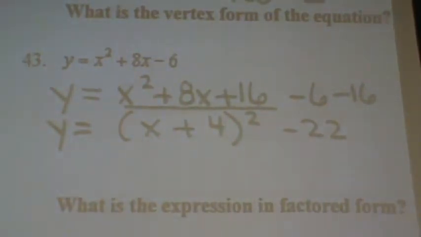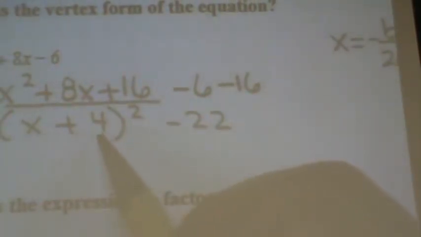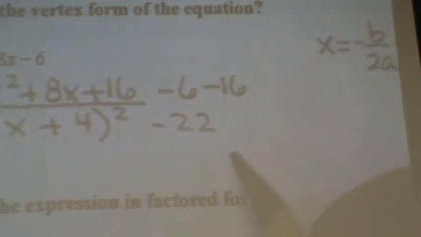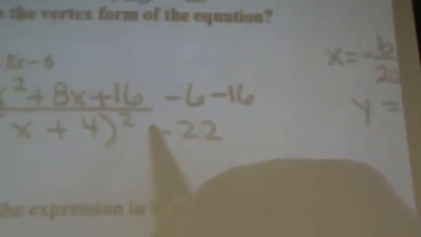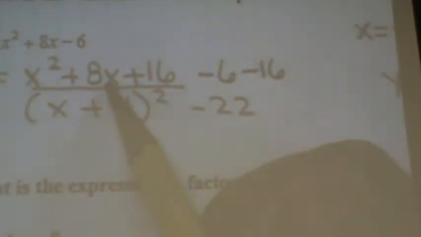Now, what you could have done on this is you could have found it using the vertex form. You could have done negative b over 2a. You would have gotten -4. So you plug -4 in, it's x minus, it's going to be the opposite of that. And then you find the y value, y is going to end up being -22. So if you want to do it that way, go for it. If you want to do complete the square, do that. So how'd you get the 16? Half of this and square it.